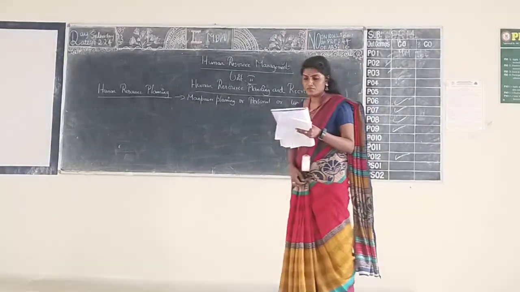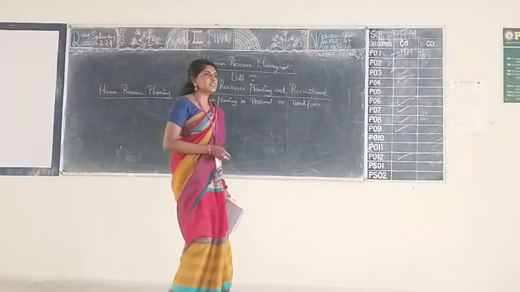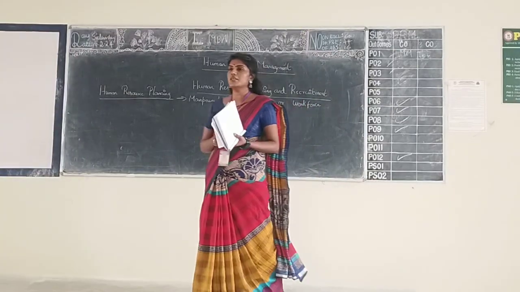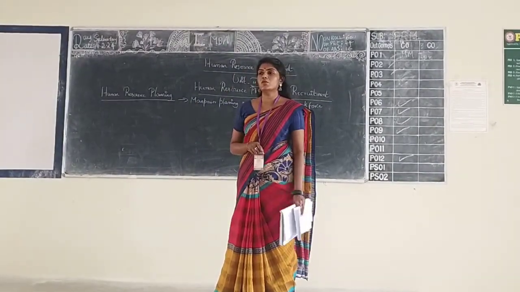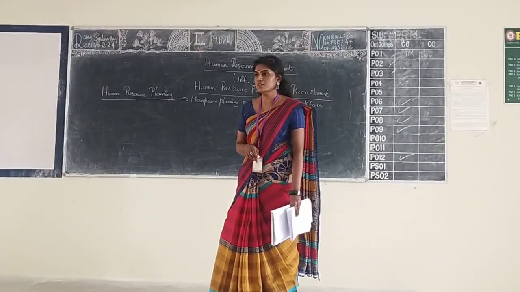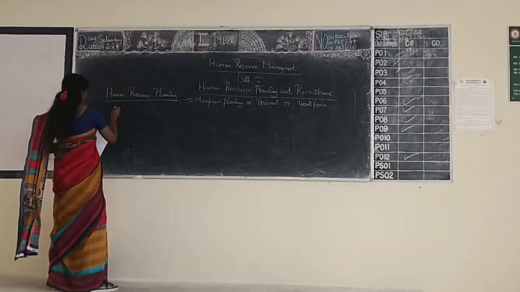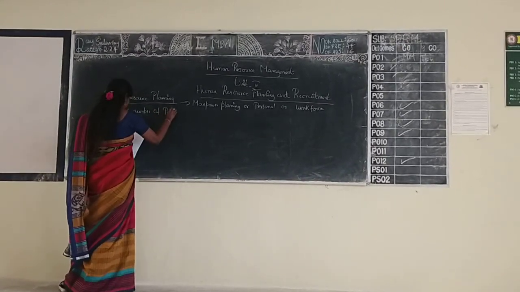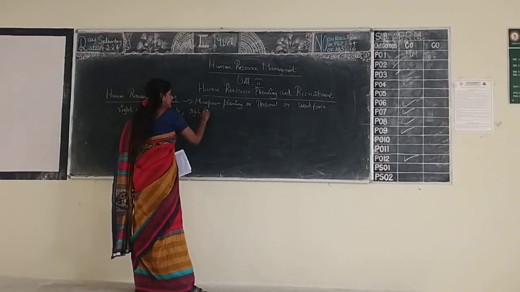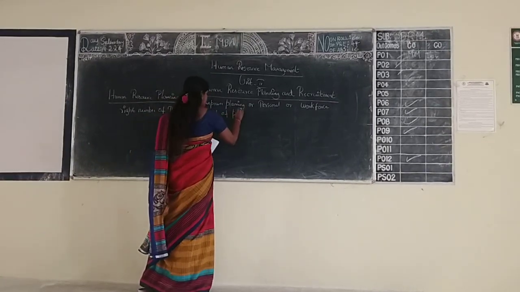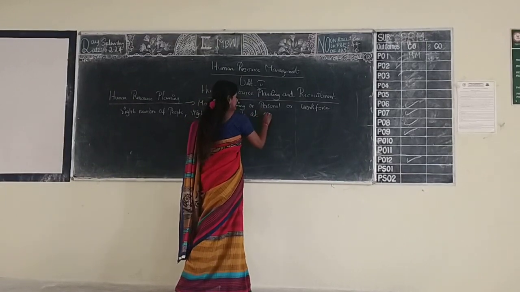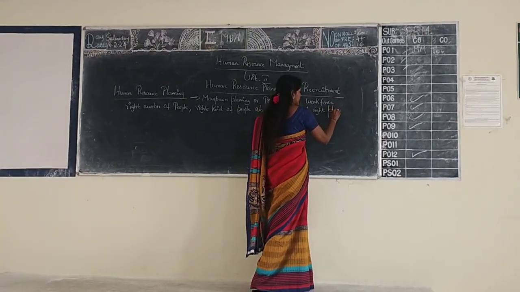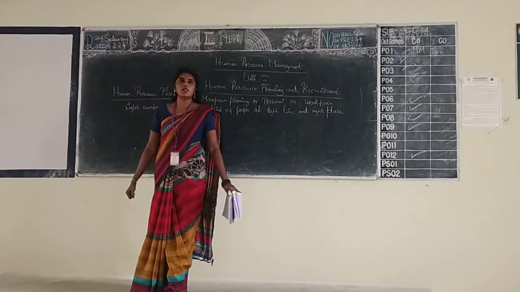Write the meaning. It is a system of the organization to ensure the availability of the right number of people, the right kind of people, at the right time and right place. So this is called human resource planning.